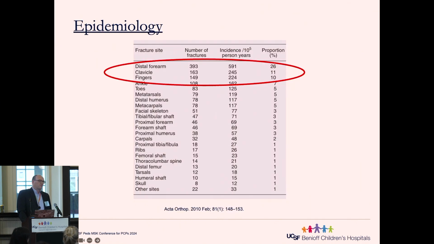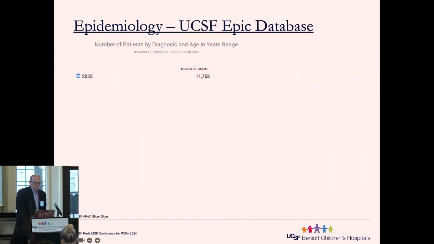Within fractures, this is a long category. I will tell you, if you focus on just the top 3 diagnoses, you're going to see pretty much all of the fractures that you see on a regular basis: distal forearm, clavicle, and fingers. When we break down the numbers within UCSF, in 2023 there were 11,753 visits for just fracture care.